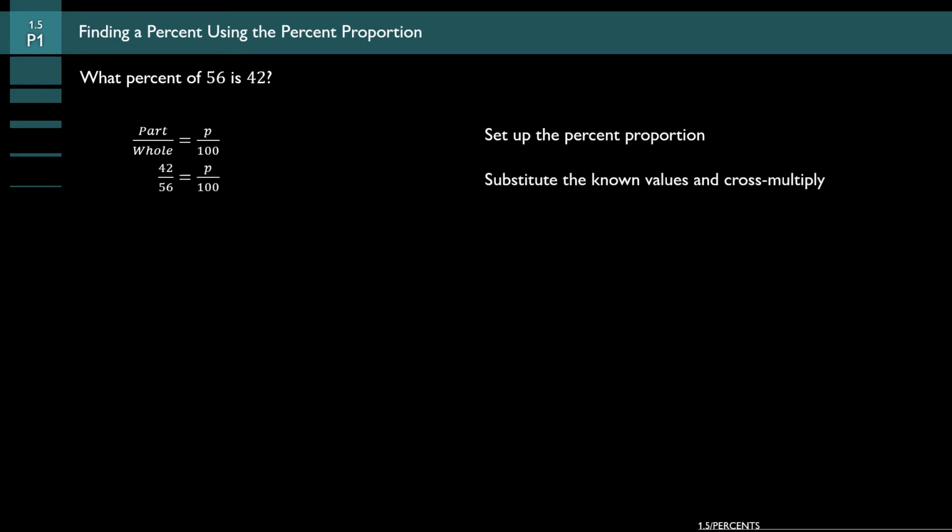So we're going to go 42 over 56 equals p over 100. Go ahead and do your cross multiplication. 56 times p is 56p, and 42 times 100 is 4200. Divide out the 56, and p is equal to 75. So the solution is going to be 75%.